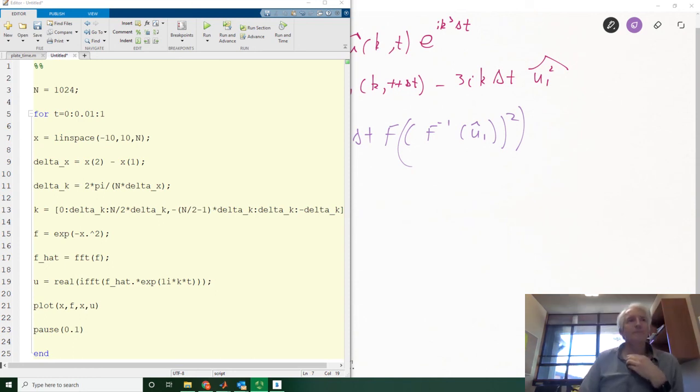Okay, I'm going to stop this video here, and then we're going to go on and actually do the code and look at the MATLAB code and solution for the actual KdV equation itself.